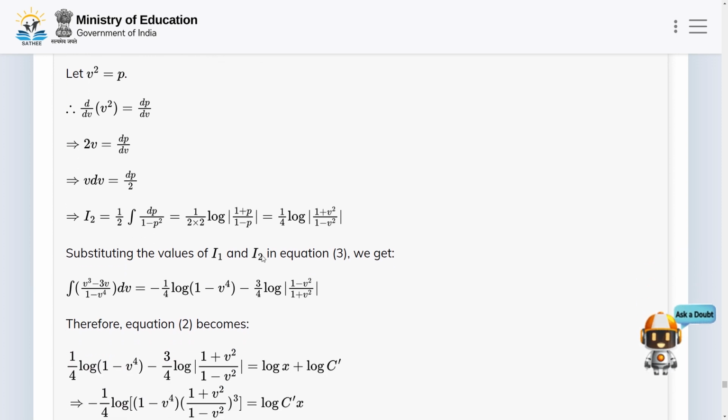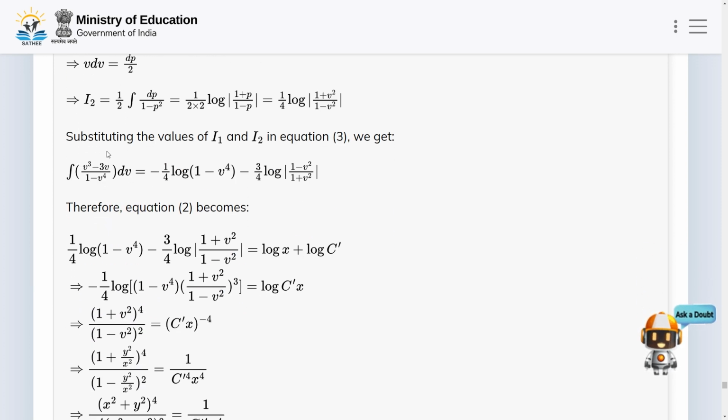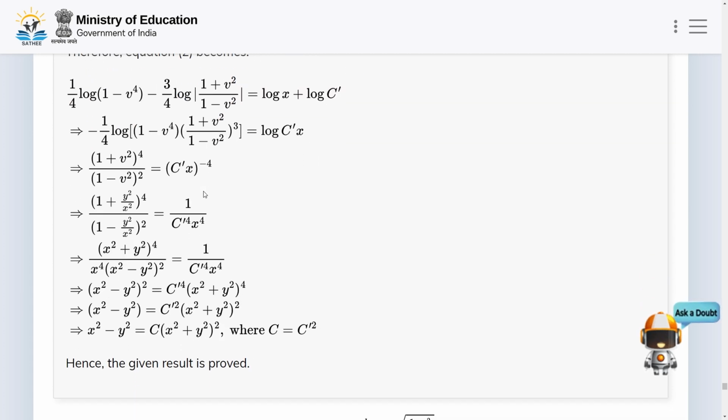So substituting I1 and I2 back, you will get your integration as this. Now substitute again; you have to substitute your things in terms of x and y. After substituting and applying your log properties, you will have your final answer as x square minus y square is equals to some parameter c multiplied with x square plus y square whole square, where capital C is what we are taking, this c prime square thing. That's it. I hope it is clear.